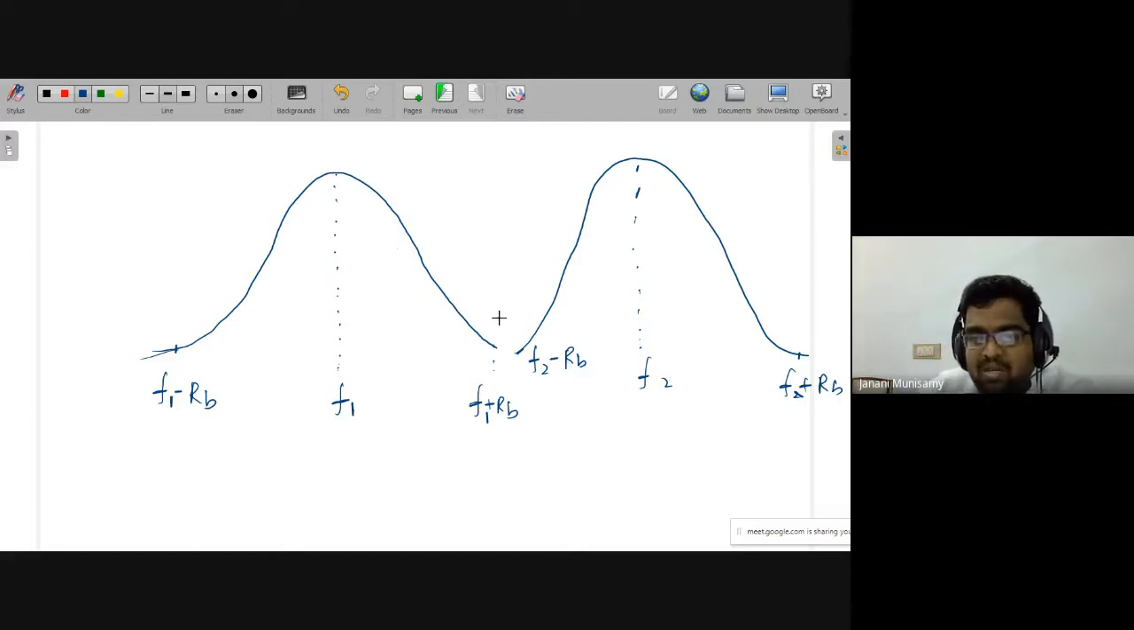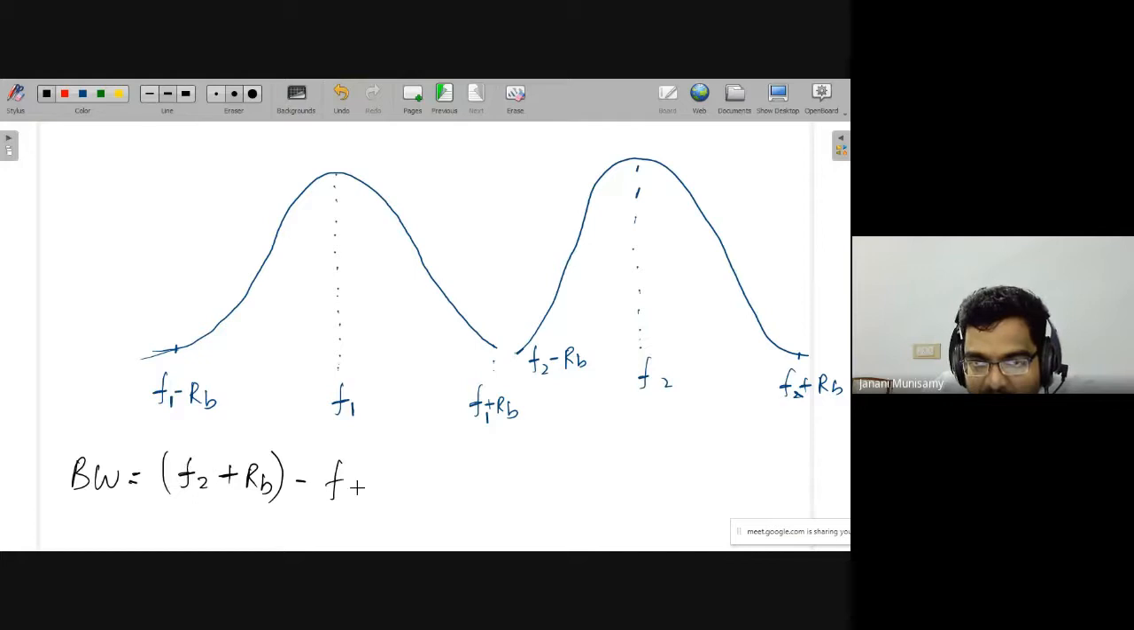If you go deeper, you can understand this. The spectrum will be like this. At F1 the spectrum is F1 plus Rb and F1 minus Rb. At F2 it is F2 plus Rb and F2 minus Rb. Now what is the bandwidth? Bandwidth means the highest frequency in the system minus the lowest frequency in the system. So the bandwidth is F2 plus Rb minus F1 minus Rb. So the bandwidth is F2 minus F1 plus 2Rb.